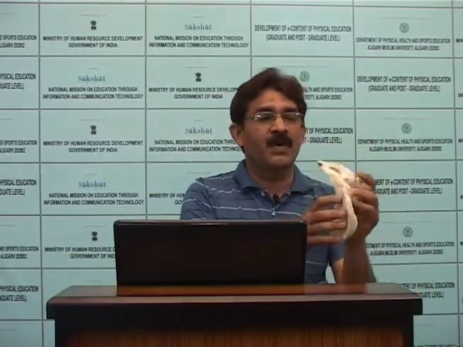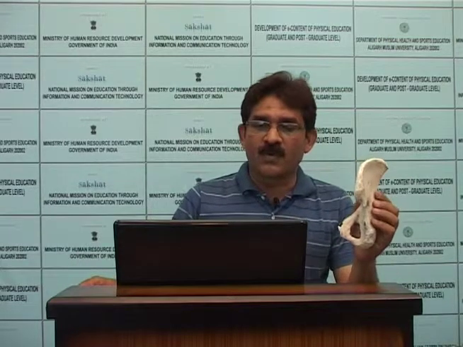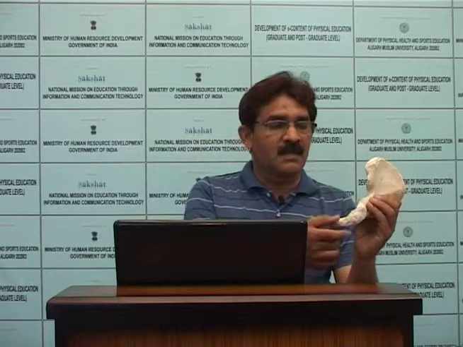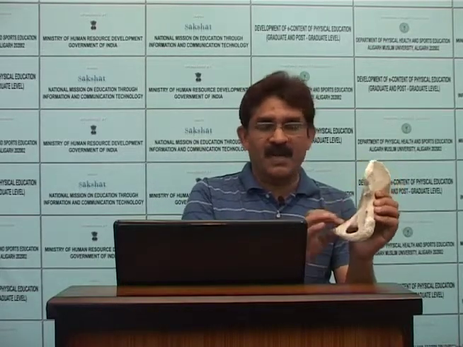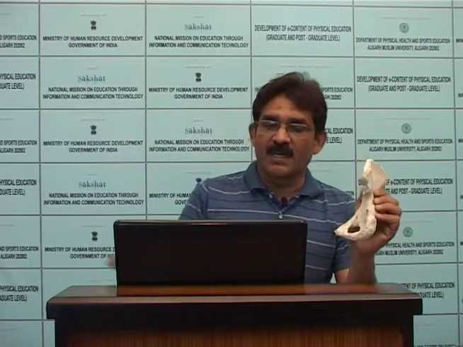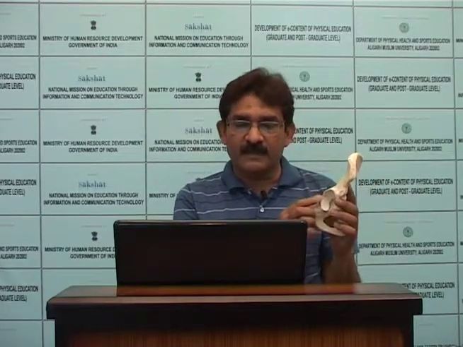This is the hip bone. It consists of three fused bones: ilium, ischium and pubis. This is the pubic ramus, ilium, ischium and this is the pubis. The body of the ilium forms the superior two-fifths of the acetabulum. Two-fifths of this acetabulum is formed by the ilium.